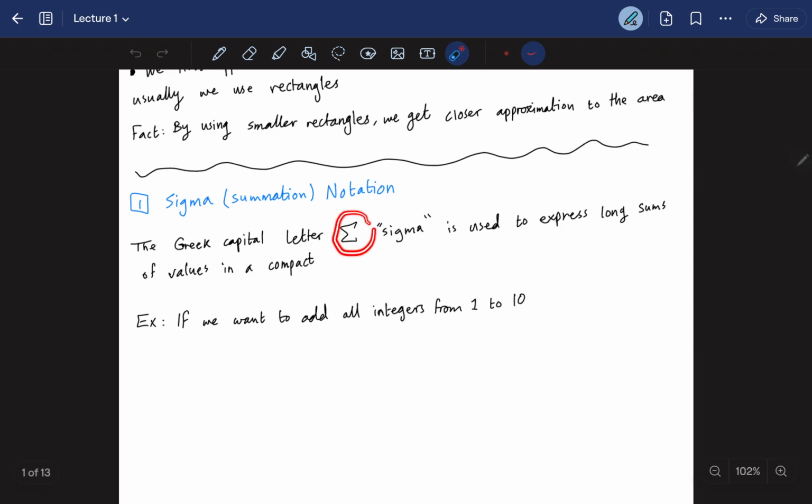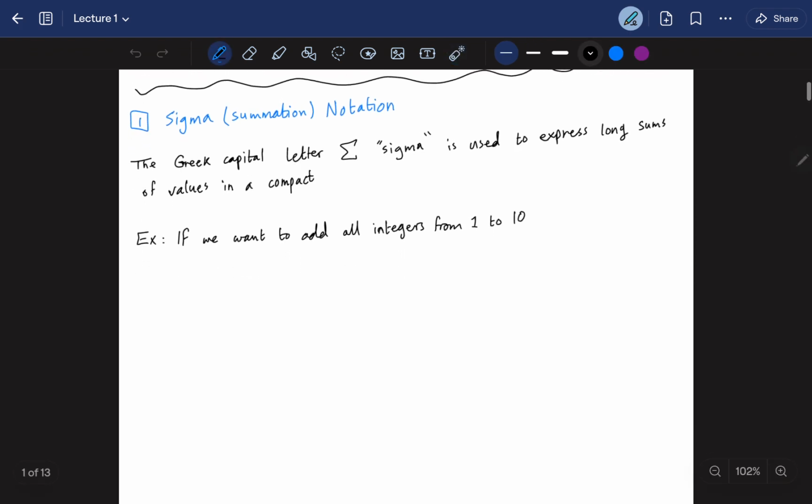So this letter is a Greek letter called sigma. We use it to express long terms of values in a compact way. This is going to be very helpful throughout the course, so let's start with it. So for example, if I want to add all integers from 1 to 10, I would just write 1 plus 2 up to 10, just add it up. And I can express it in an easier way where I can just skip a few terms. I'll do 1 plus 2 up to 10.